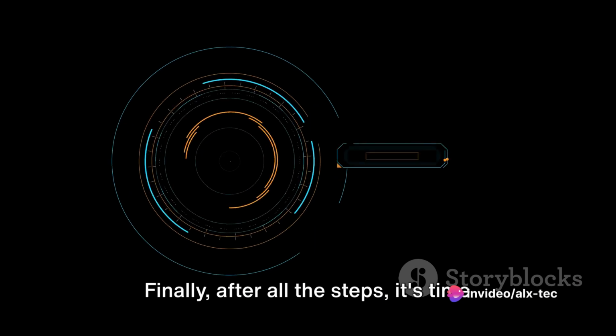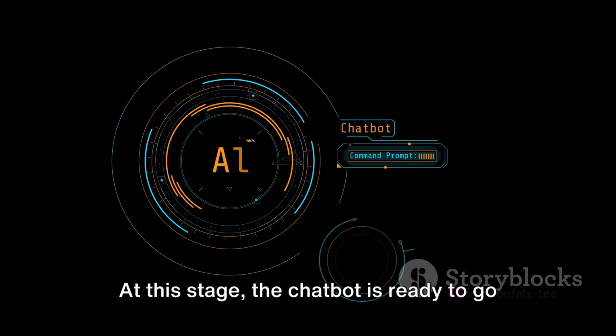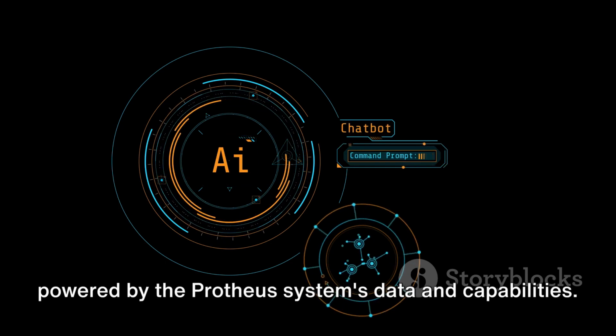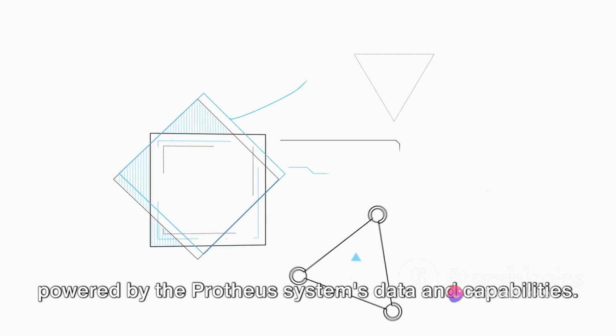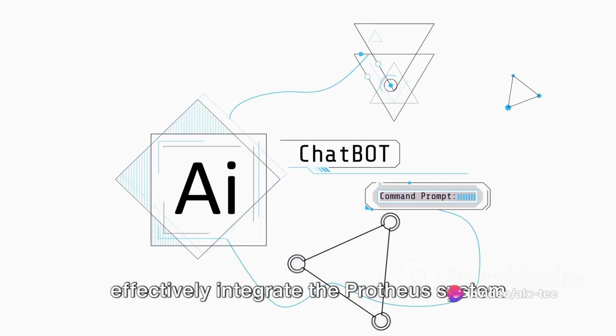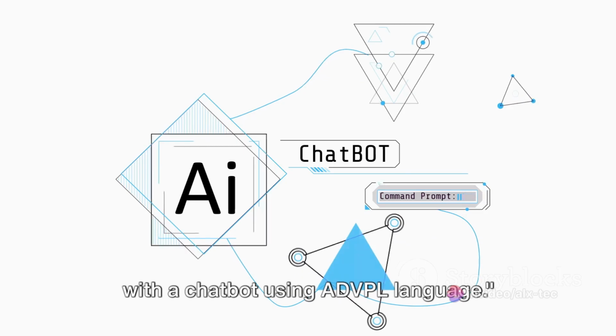Finally, after all the steps, it's time for deployment. At this stage, the chatbot is ready to go live and start interacting with users, powered by the Protheus system's data and capabilities. By following these steps, you can effectively integrate the Protheus system with a chatbot using ADVPL language.